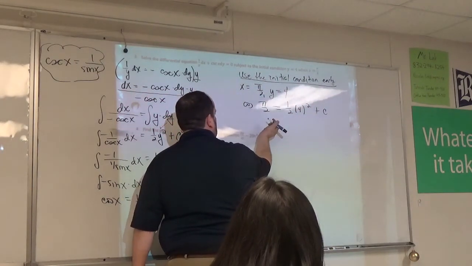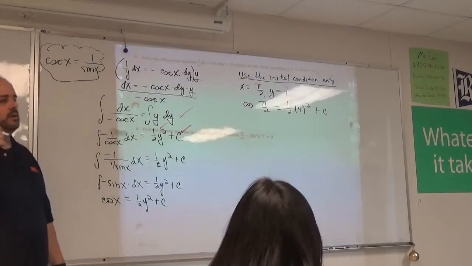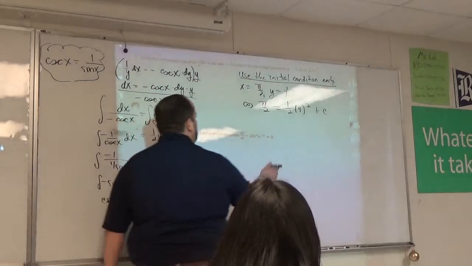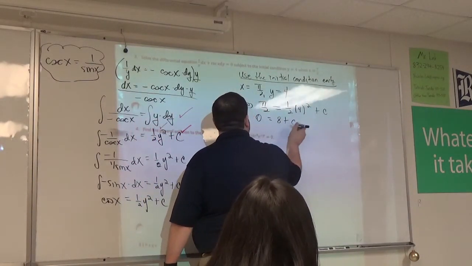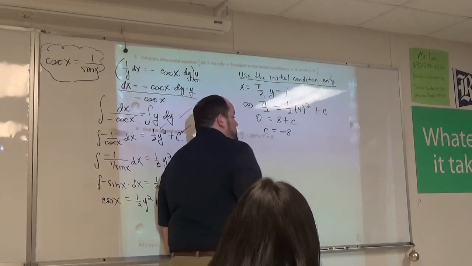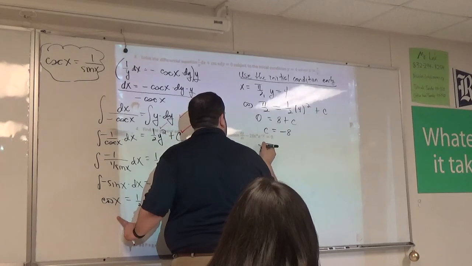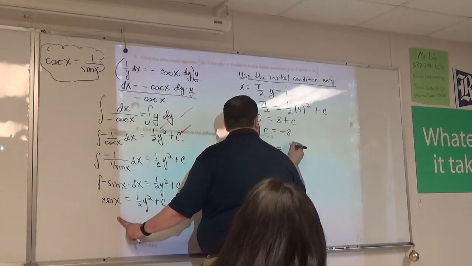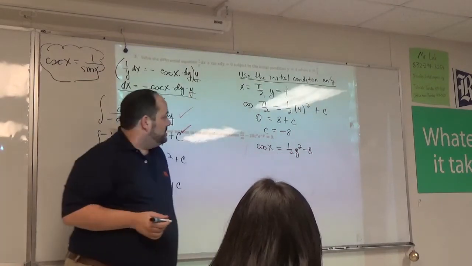Cosine of pi over 2. Zero. Cosine of pi over 2 is 0. Half of 4 squared is going to be 8 plus c. So c is equal to negative 8. You're not done, because that just means that c is negative 8. So cosine of x is equal to a half y squared minus 8.